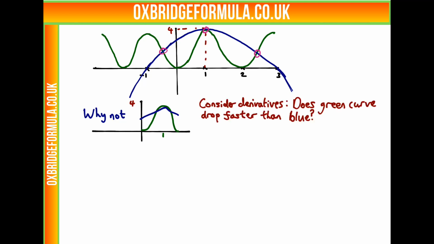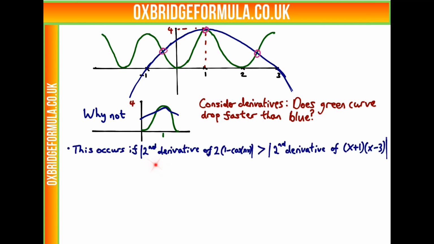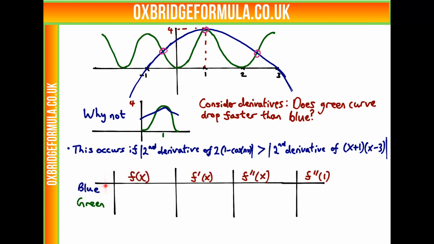So to investigate which case our graphs are in, we should investigate our second derivatives. So we're in this case precisely when the magnitude of the second derivative of our green curve, 2 times 1 minus cos pi x, is strictly bigger than the magnitude of the second derivative of our blue curve. So to determine this, let's create a table. So we have a table for f of x, the first derivative, the second derivative, and the second derivative near 1, because that's where we're evaluating it. And blue is going to be our parabola, and green is going to be our cos graph.